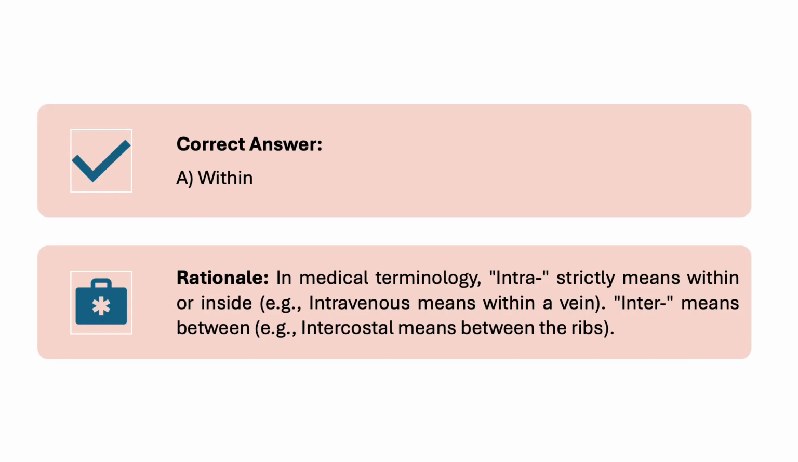Correct answer, A. Within. Rationale. In medical terminology, intra strictly means within or inside, for example, intravenous means within a vein. Inter means between, for example, intercostal means between the ribs.